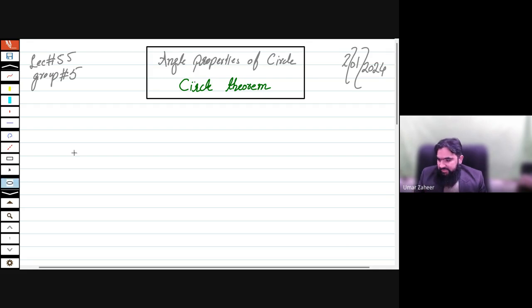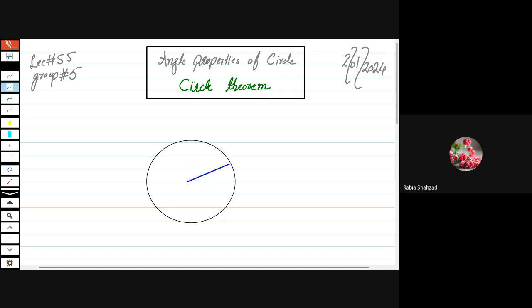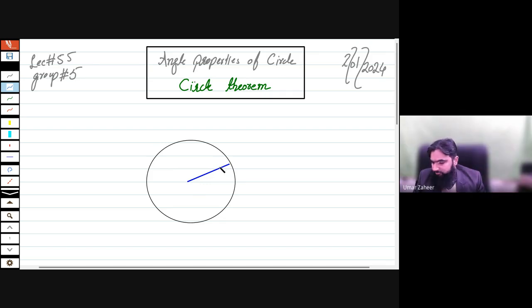Okay, now let's say we have a circle. Yes, Rabia, you have to tell me, what is the line that starts from the center to the circumference? It is known as radius. That is the radius of a circle.